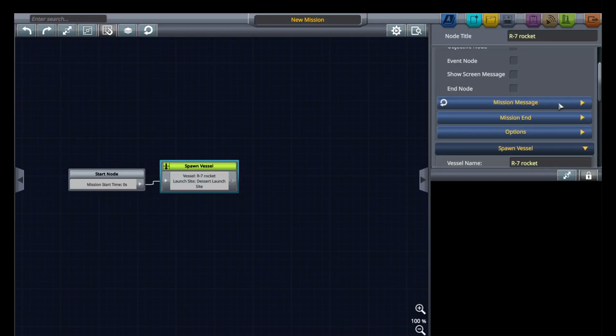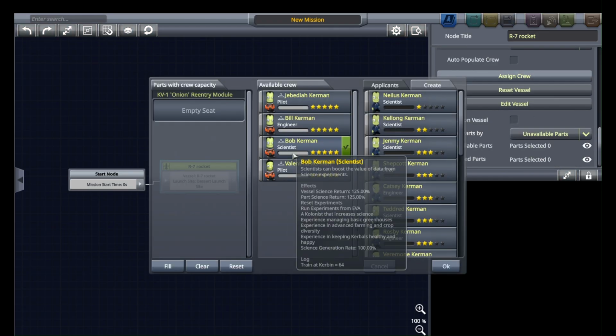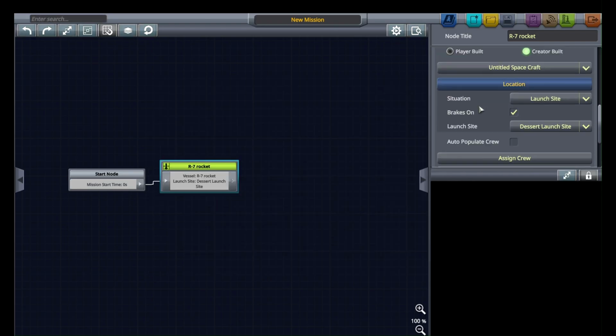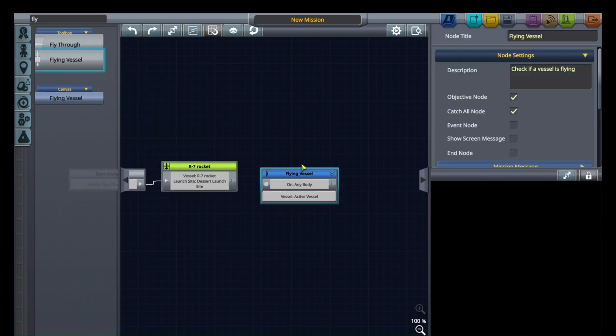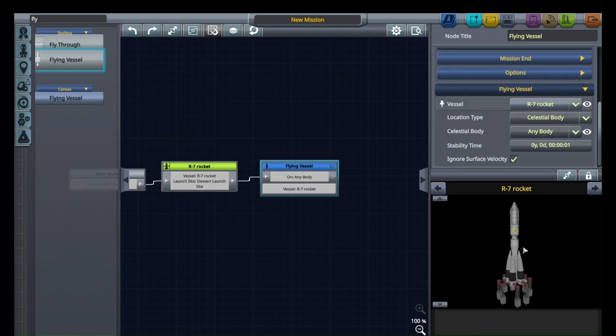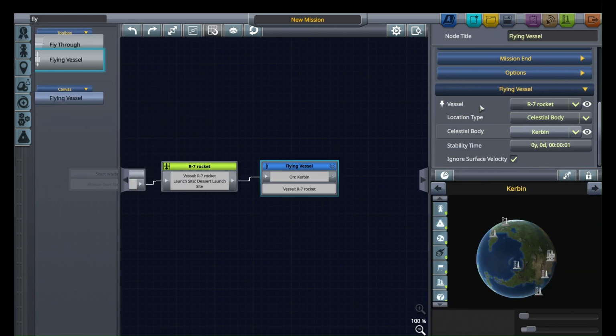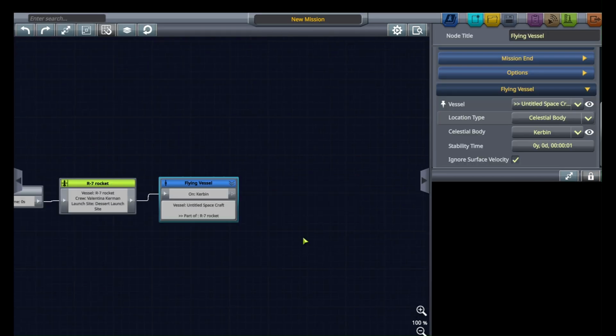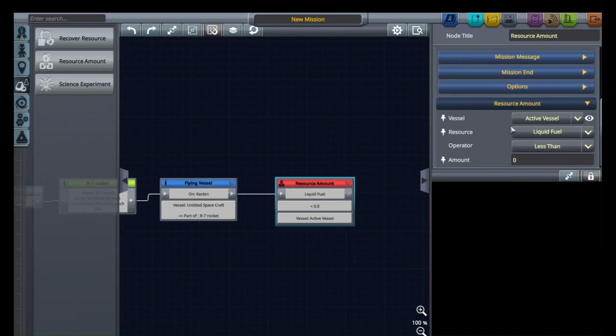Now, getting back to the mission building interface, and continue adding some other blocks, assigning crews for the spacecraft, etc. The overall picture of the design is summarized as follows. First, the flying vessel block, which initiates flying and activates stage 1, which is the liftoff stage.